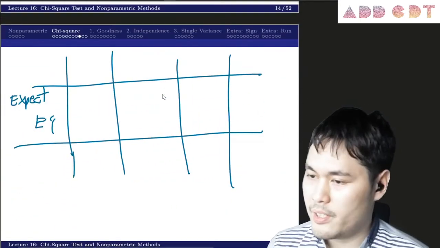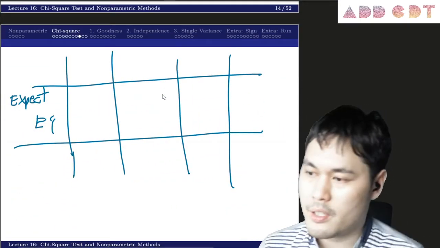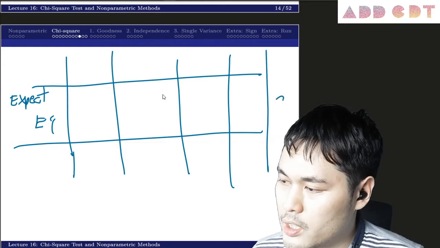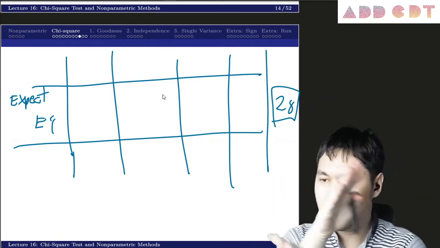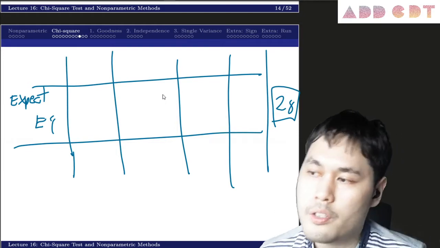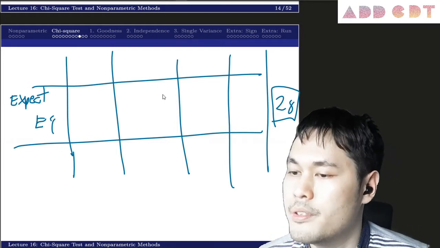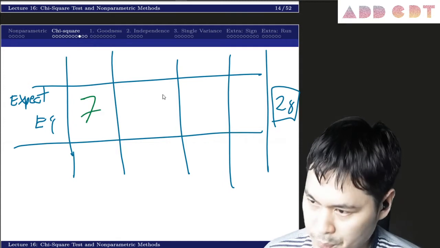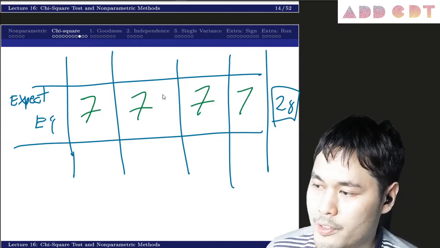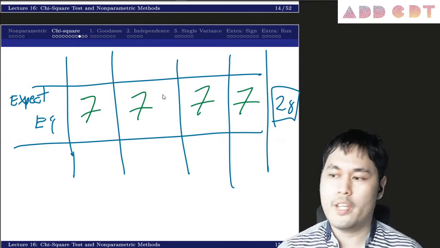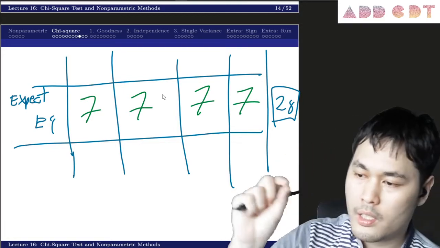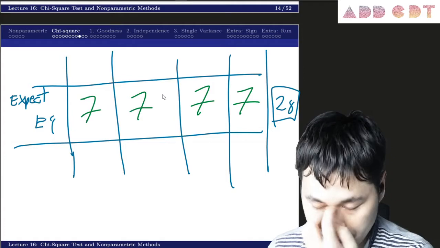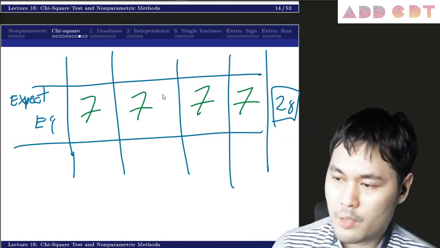Let's say there are 4 ranges, since the total is 28. And we expect that each of these 4 ranges should contain the same number of students. So if we do a survey, we should see 7 students in each category, in each age range. So we have this number first.